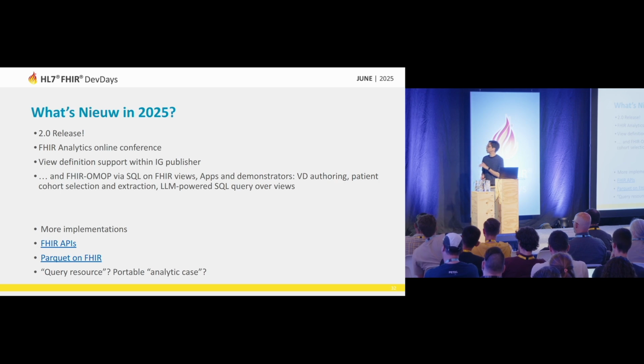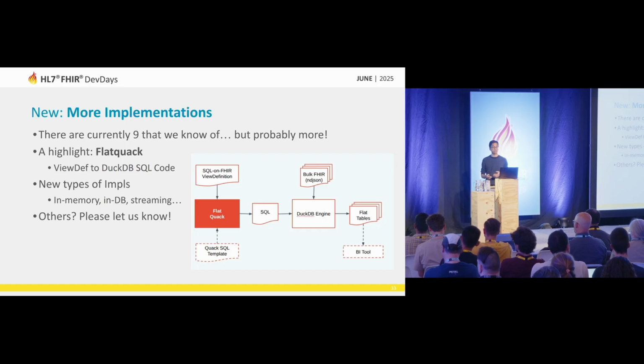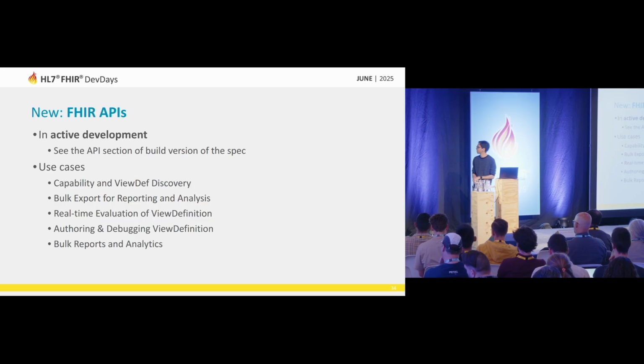And I just want to touch on a couple of points at the bottom. So we're going to have more implementations. Currently there are 9 implementations that we know of, but there's probably actually some more out there. So if you have a SQL on FHIR view definition view runner, let us know about it. And some exciting ones like FlatQuack, which uses DuckDB, and different types of implementations: in memory, in database, streaming. So this is a simple architecture that can be used in different environments. It's not really fixed to one, so you can use your imagination in the way you want to use it.